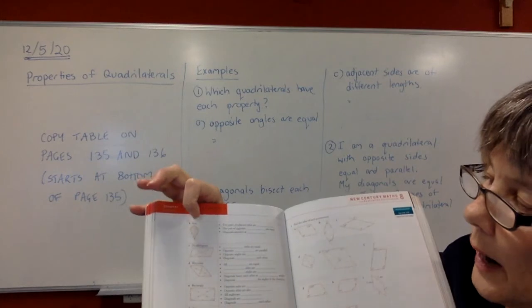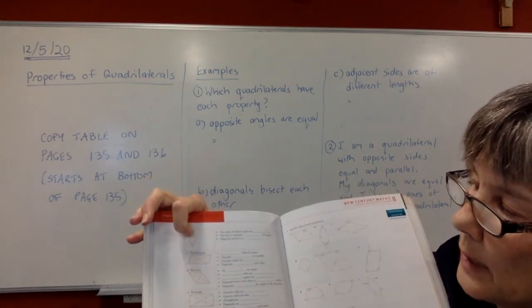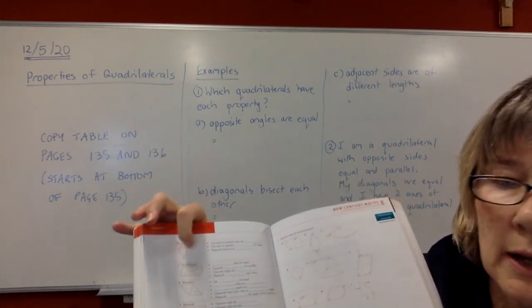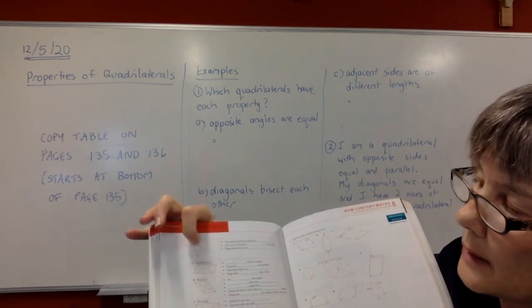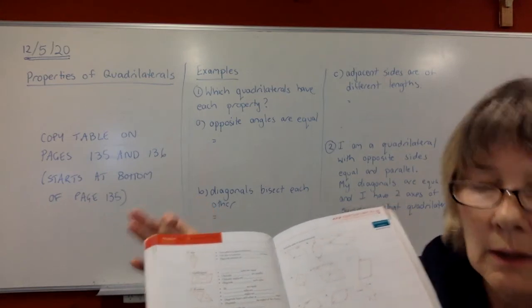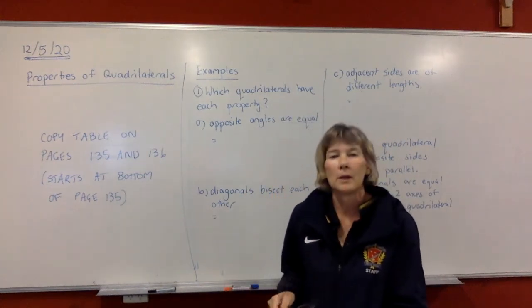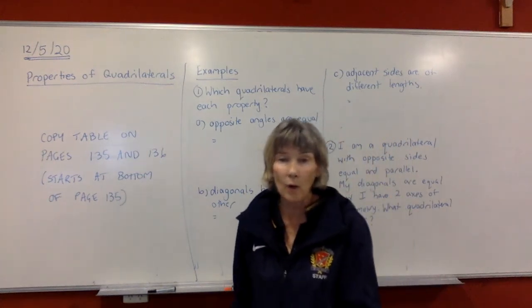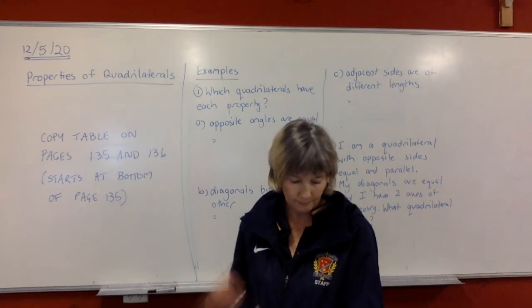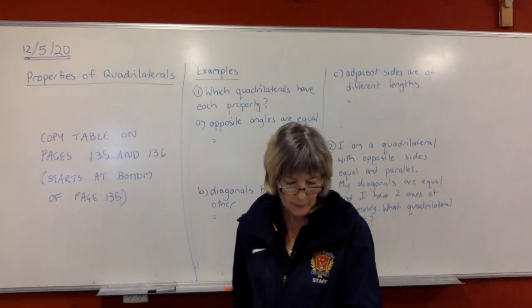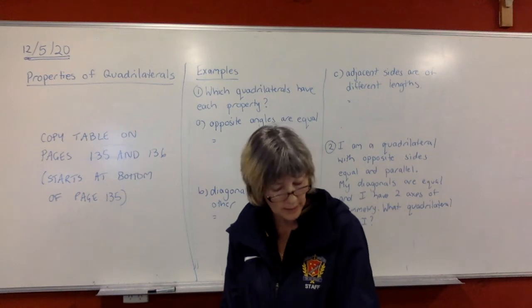The second dot point said 1 pair of opposite something are equal. If you look at the kite, you have an angle here on the left and another angle over here on the right that they've marked. Those 2 angles look equal. That's because they are. So it has 1 pair of opposite angles equal. So make sure you write the word angles in the second dot point.